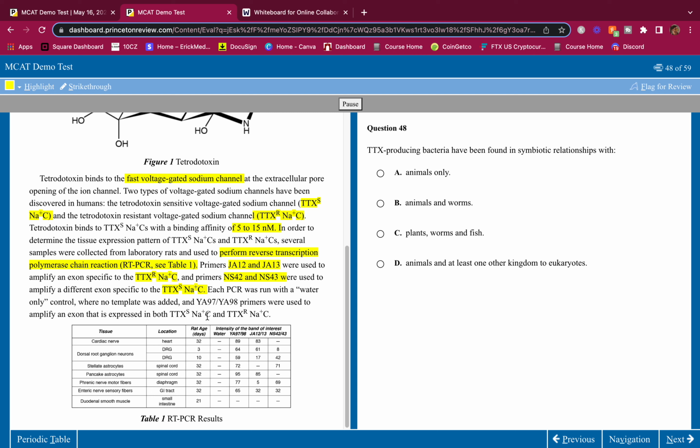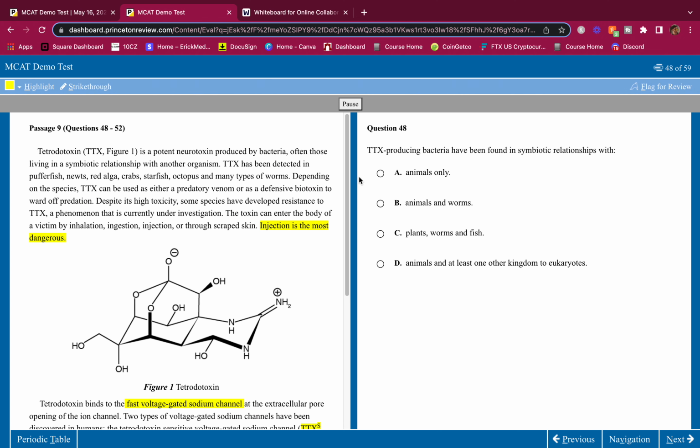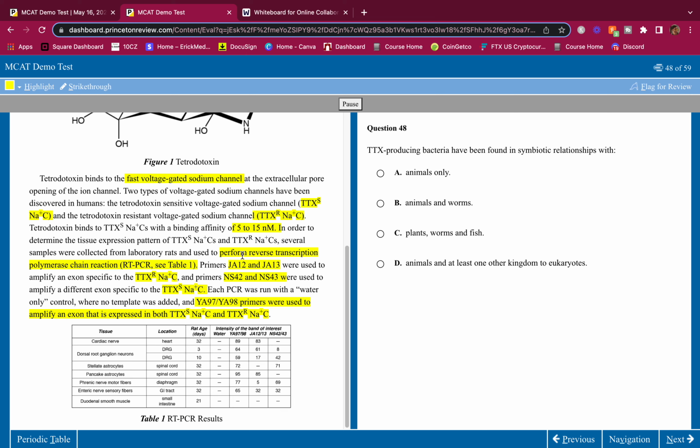And YA97 and YA98 primers were used to amplify an exon that is expressed in both. Okay, so the Ys are for both. And here they give you a table. We only look at the table when the question asks us to. Okay, here's 48.